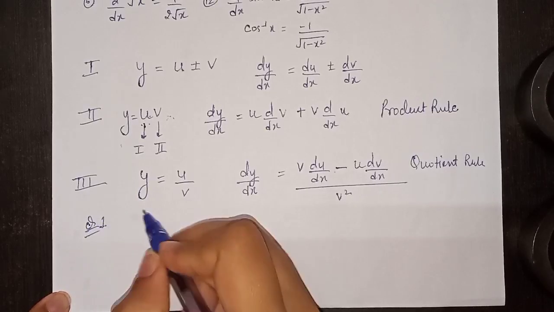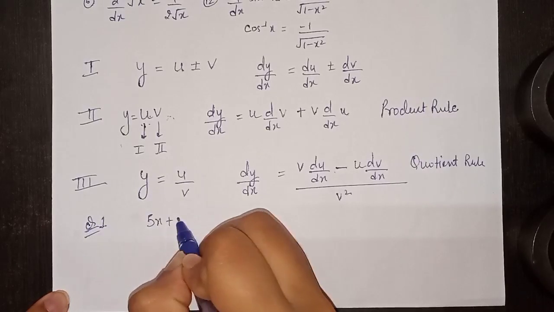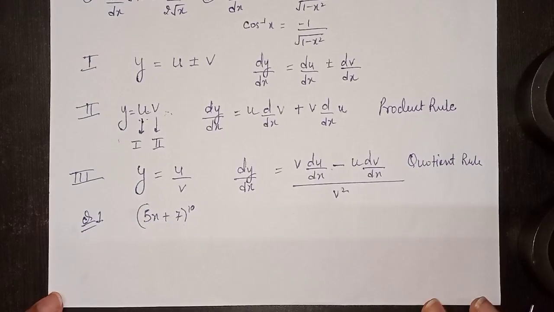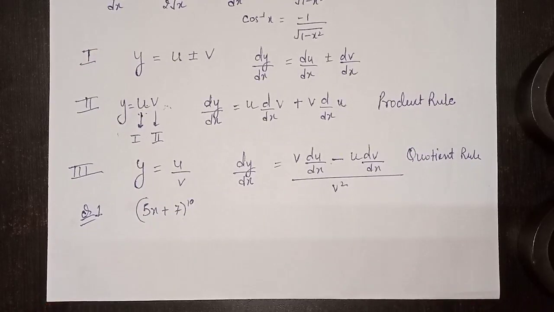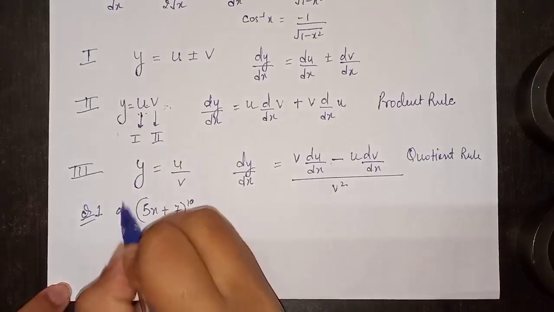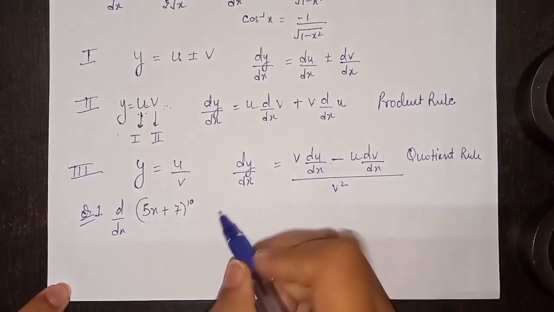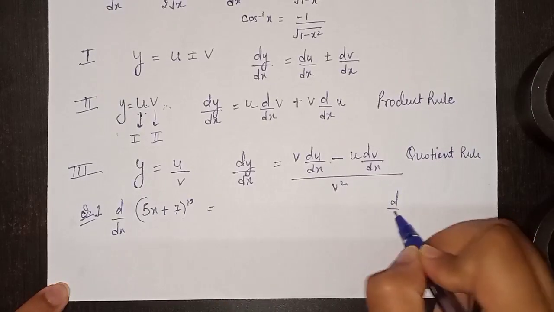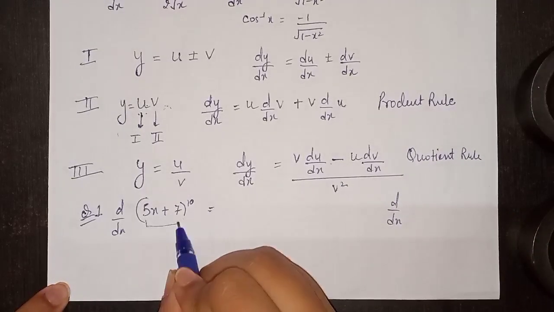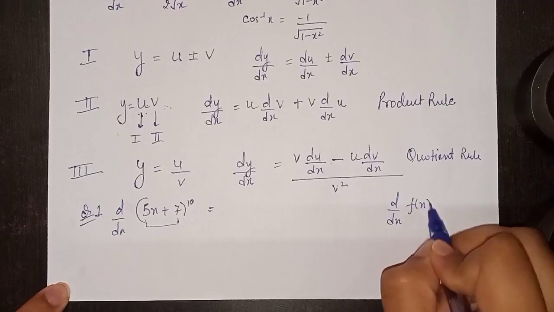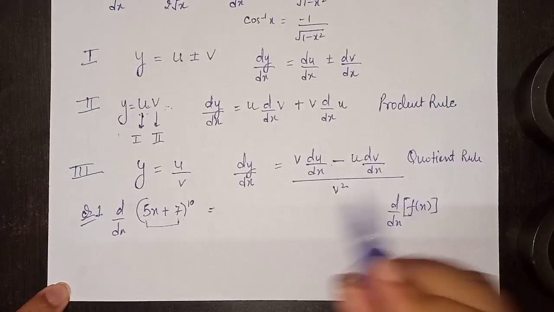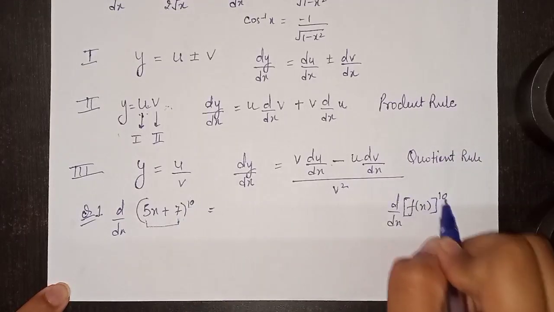Question number 1. 5x plus 7 whole to the power 10. You have to differentiate it with respect to x. You may pause the video, find your own answer. For this, we have to apply the formula of d by dx. Now this is f of x, that is function of x, in terms of what? In terms of x. So we call it f of x and a power 10, right?